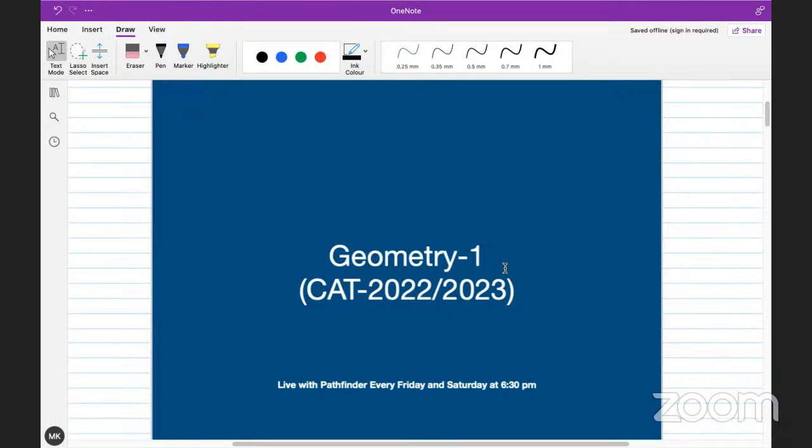And as always, we have a particular topic. And today I'll be posing some interesting questions related to geometry. These questions are based on very basic concepts of areas, but they're all CAT level questions. Let's try to solve them.